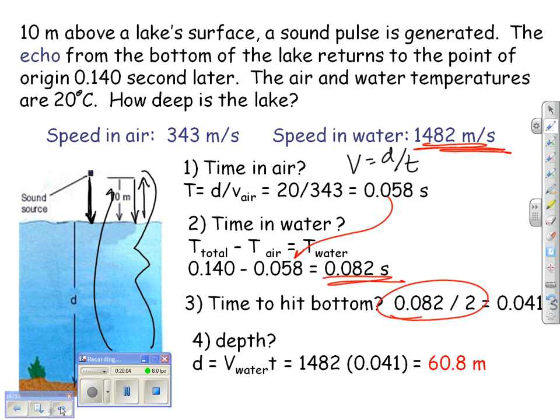All right. So the depth, distance is velocity times time. So 1,482 times 0.041 would tell me that it's 60.8 meters deep. Now, if I had waited to do the divide by 2, I would have gotten 121.6. And I would have had to divide that by 2, because that would have been the total distance it was in the water, down and back. Does everybody understand why you could have done the divide by 2 part before or after? Are we all okay with this?